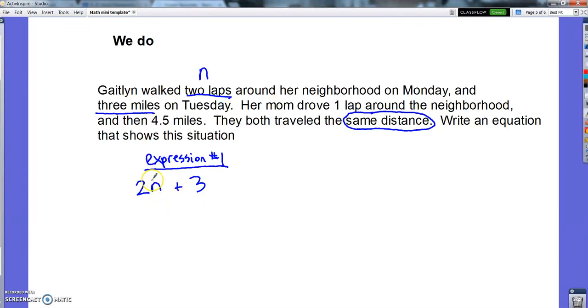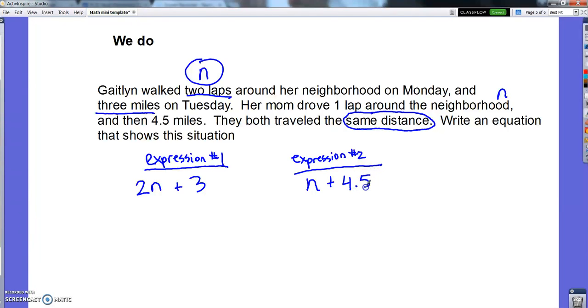And it just depends on this. We'll make mom be expression number 2. So mom drove 1 lap around the neighborhood. So it's the same neighborhood, right? So I used N to be the neighborhood here. And since it's the same neighborhood, I can use the same variable. I don't need to make a new variable because I know that this N and this N are the same. And then 4.5 miles. She went 1 neighborhood lap plus 4.5 miles. Okay, write an equation that shows this situation.